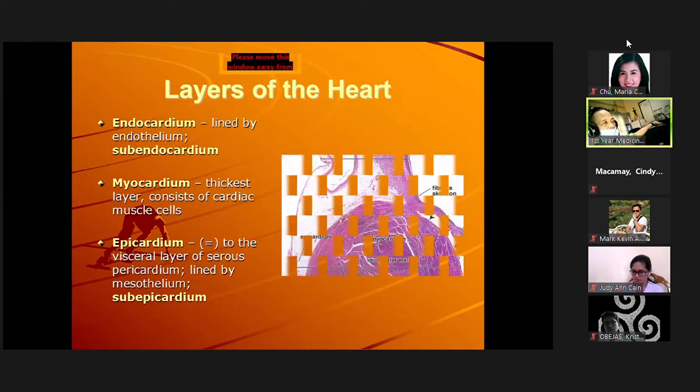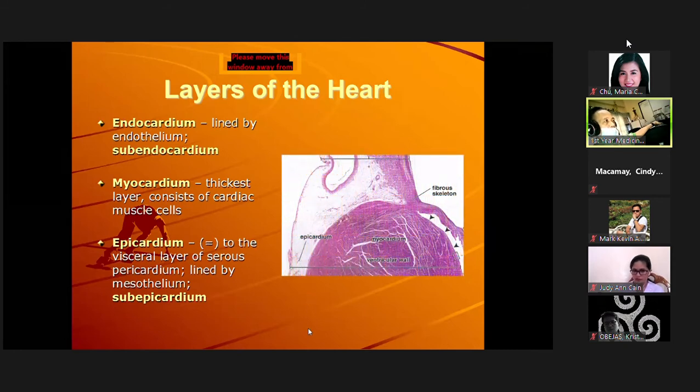So you have here the epicardium, similar to your visceral layer of serous pericardium. These are the myocardium. The endocardium is not seen because you have to have a better section.